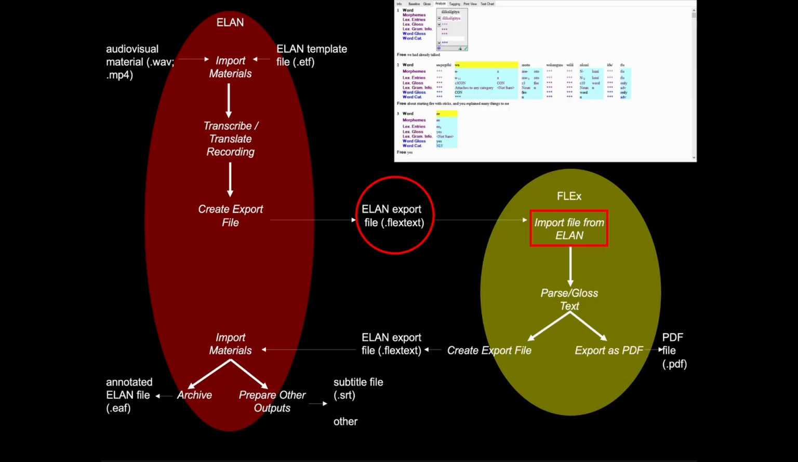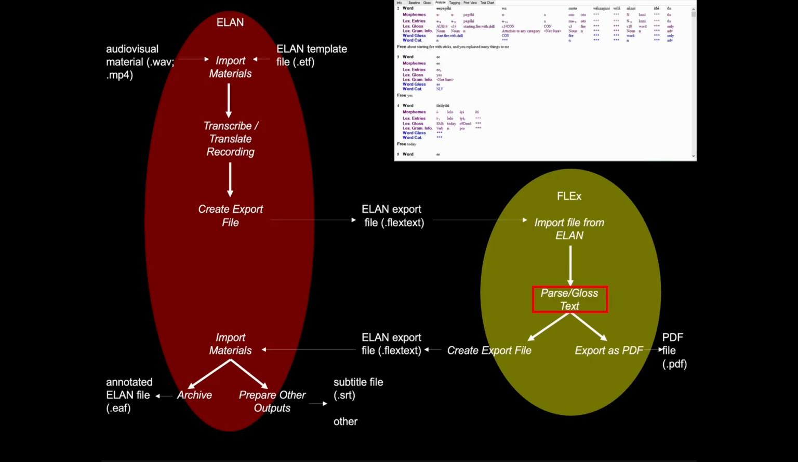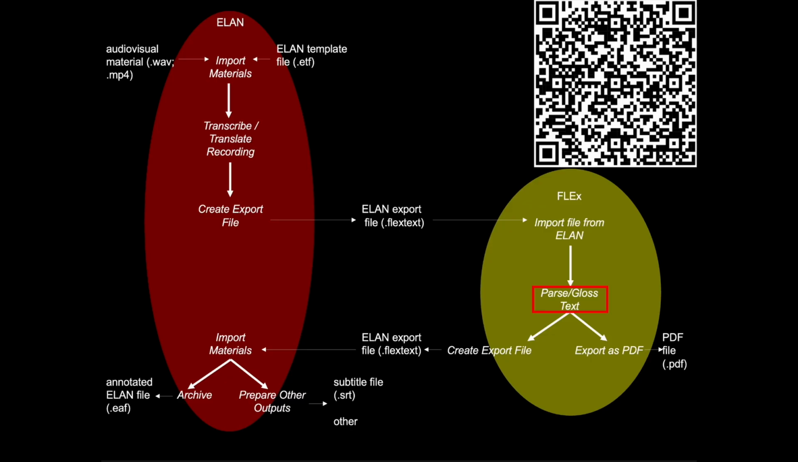The next step is then to take this newly created .flextext file and import it into the Fieldworks Language Explorer program, known as Flex for short. A newly imported file looks something like what is shown in the upper right-hand corner of this slide. Parsing and glossing then comes next, with the results of a round of parsing and glossing in Flex looking like what is shown in the upper right-hand corner. Some good resources on using Flex in this configuration are available by the QR code on screen, and again are developed by the Endangered Languages Archive.